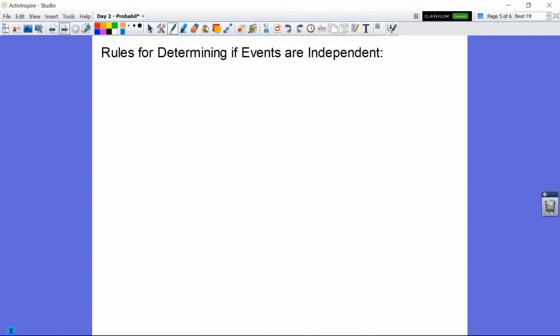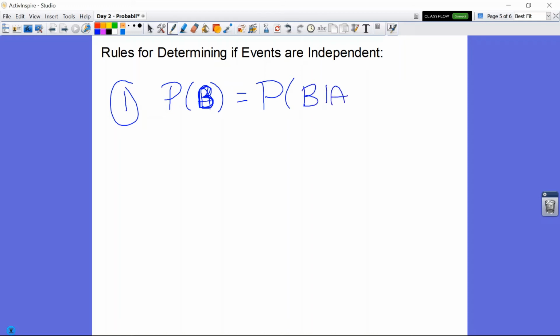So our 2 rules of thumb are, number 1, if events are independent, then the probability of B is always going to be equal to the probability of B given A, which just tells me what we know already, that the probability of B occurring is not going to be affected by the fact that A has already happened.